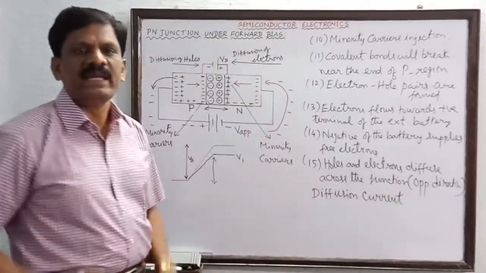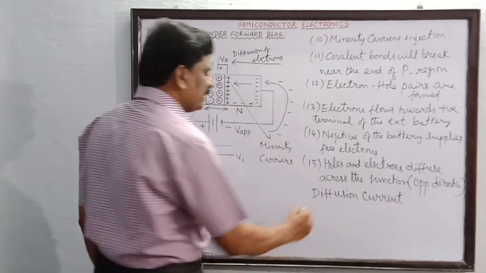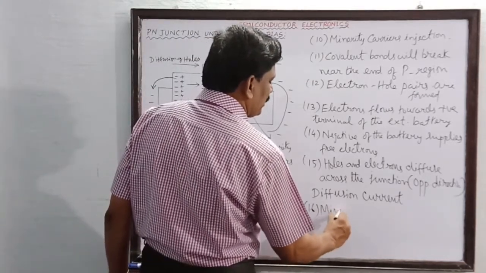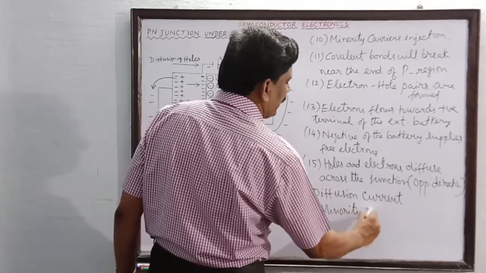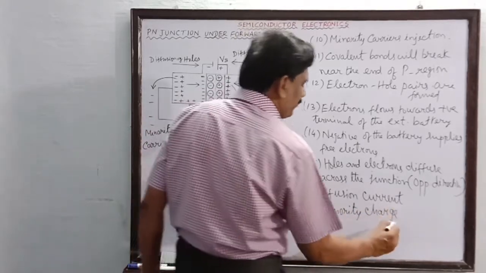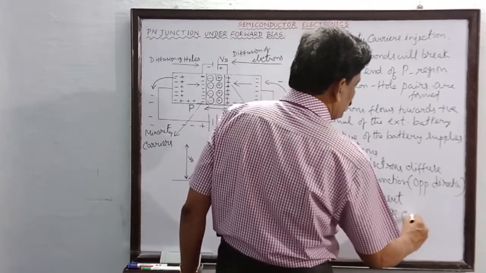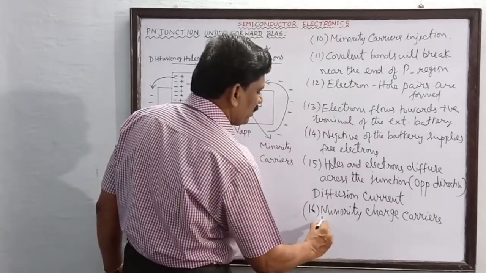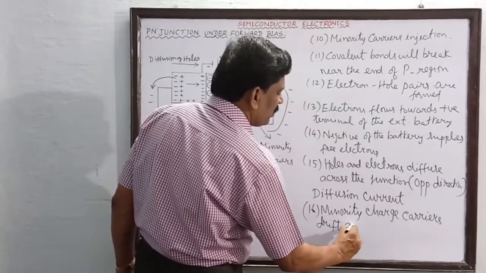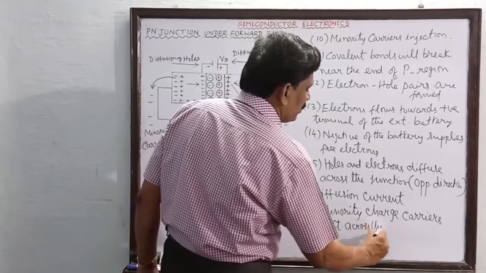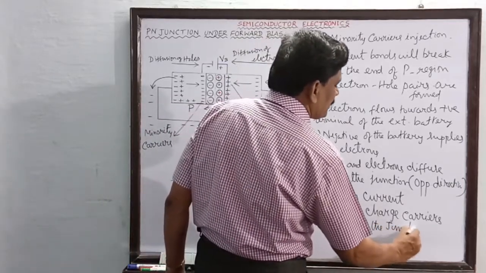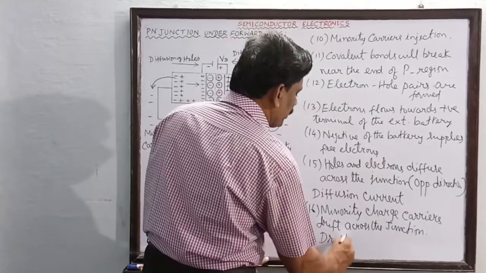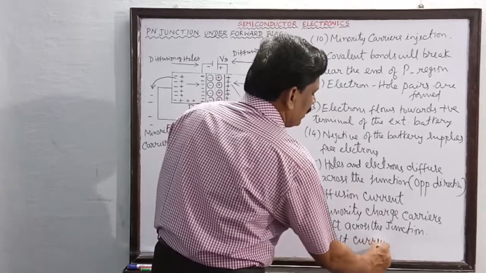Okay, students. In addition to this, the minority charge carriers will drift. So minority charge carriers drift across the junction. So this produces another current called what? Drift current. Okay, students. So this produces a current which is called a drift current.